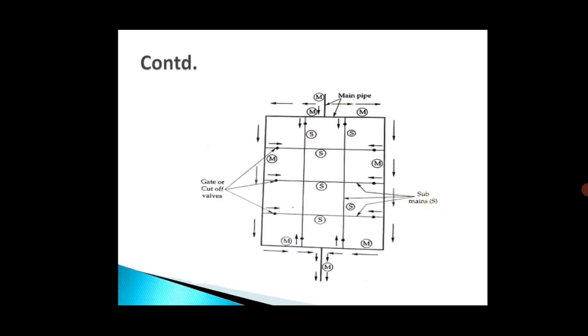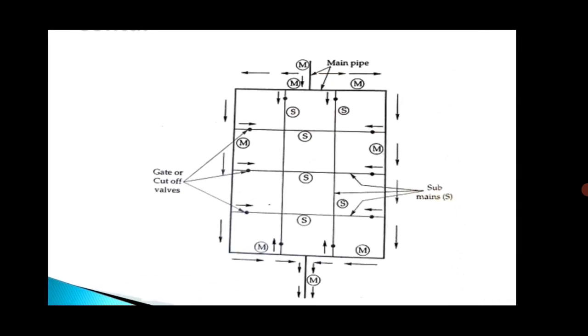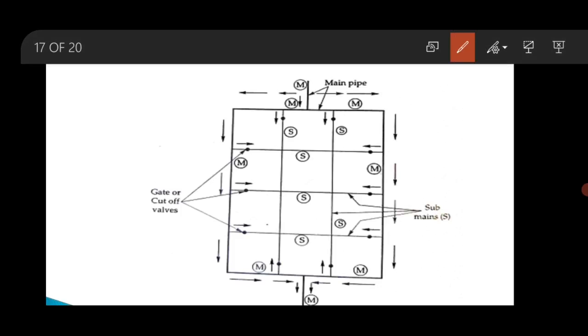See the diagram. Here, this one is the main pipe, and the main pipe is provided around the area. So the main pipe is formed around the area to be served.